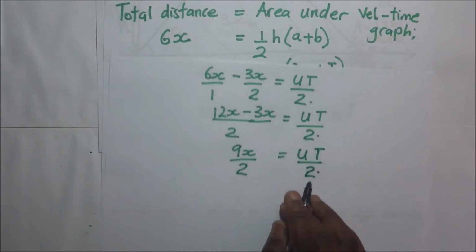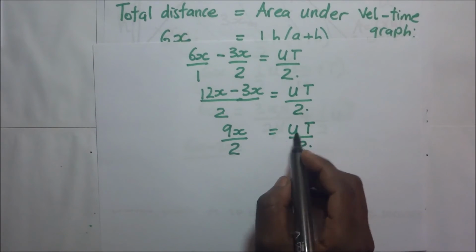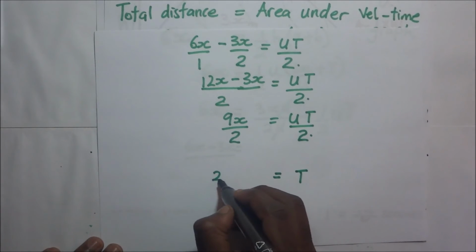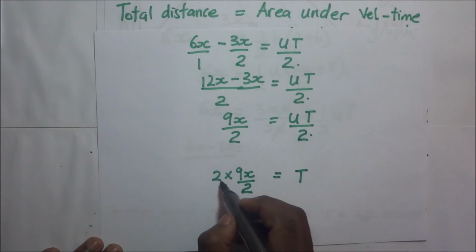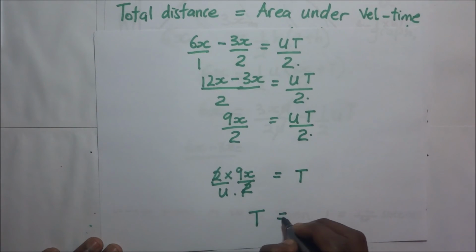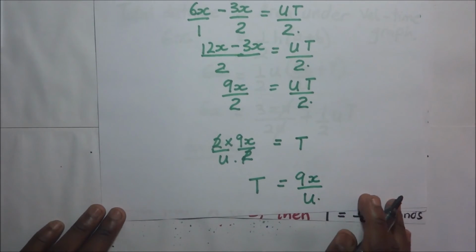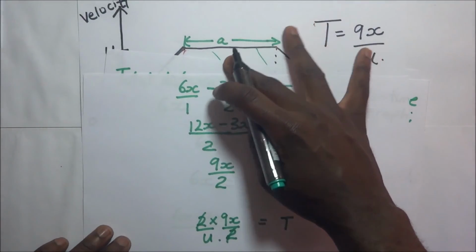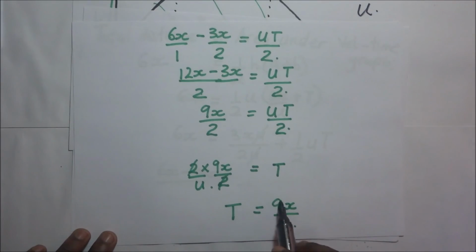Making T the subject of the formula means we multiply by 2 on both sides and divide through by u. You shall end up with capital T being equal to 2 times 9x over 2, divided by u. So that 2 goes with that. You remain with capital T giving us 9x over u. Now 9x over u happens to be what we have proved. Using the information that had been given to us in the question, we've been able to prove that capital T is going to be 9x over u.